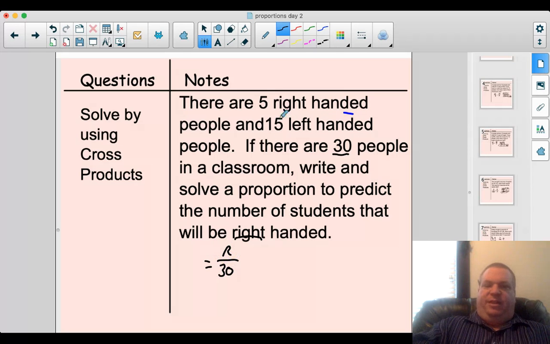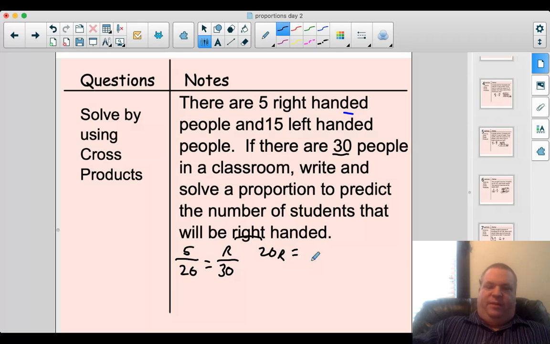Then I can use this information to come up with a ratio that matches. So 5 right-handed people to 15 left-handed people. The number of right-handed people in that situation is 5. The number of total people would be 20, because 5 plus 15 is 20 people total. So 5 to 20 equals R to 30. We can cross multiply to solve. R times 20 is 20R.